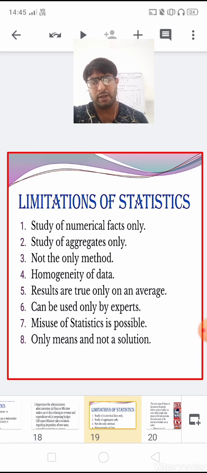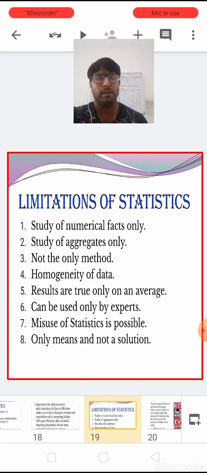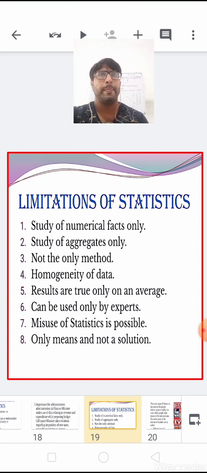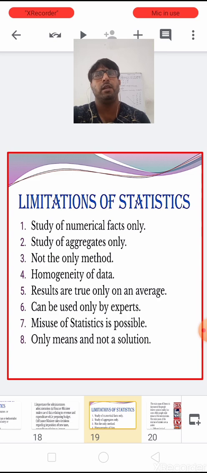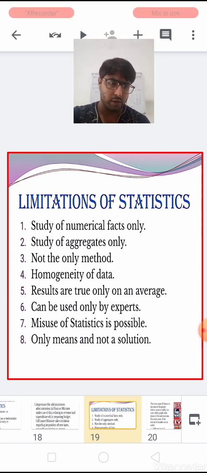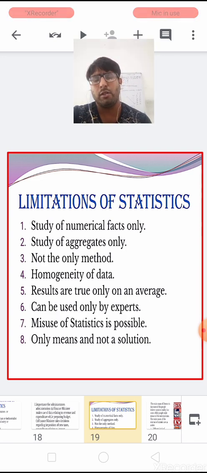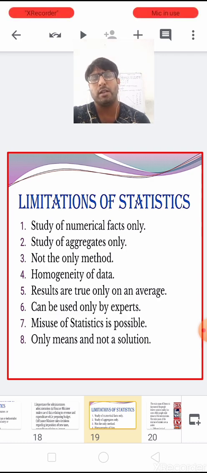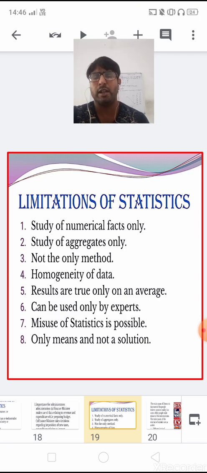For example, if the average number of thefts in a town is 3 per week, it does not mean that 3 thefts have taken place on the first day of the week. There will be more thefts in that week also. So when we're talking about the average, the results are true only on average. So it can be used only by the expert.